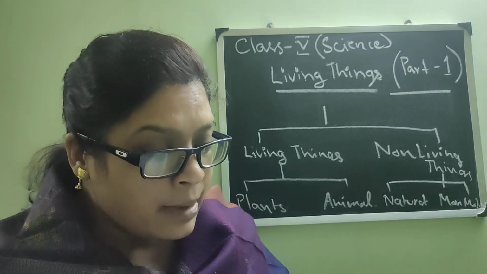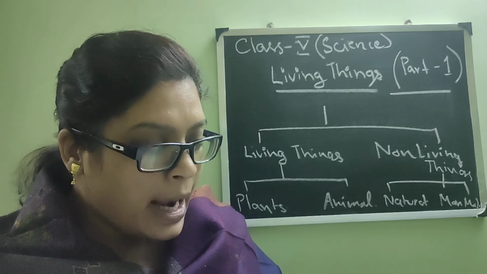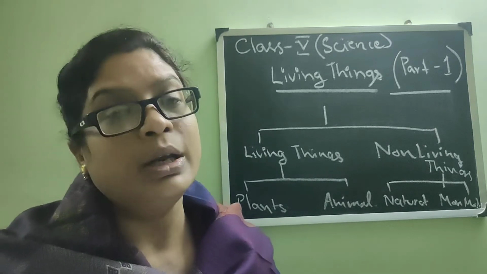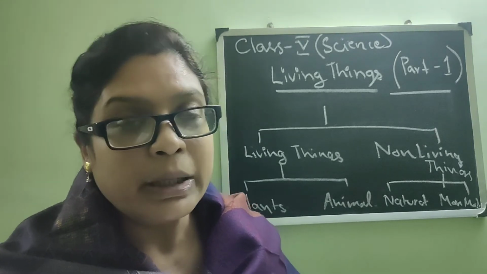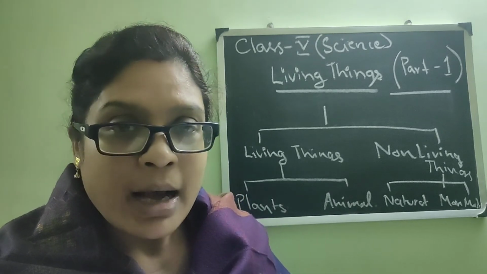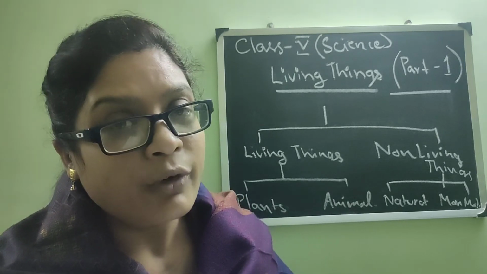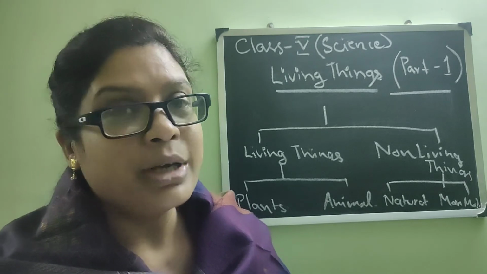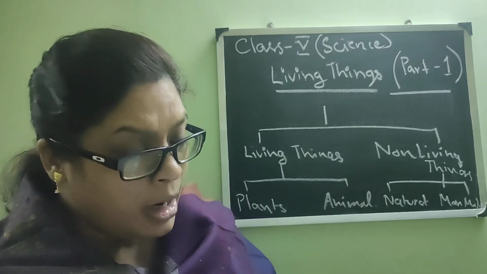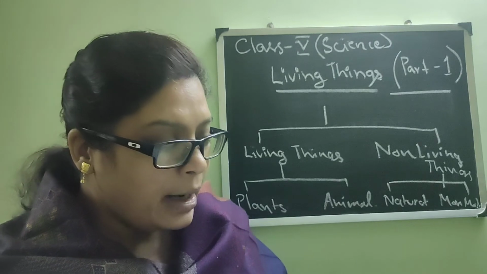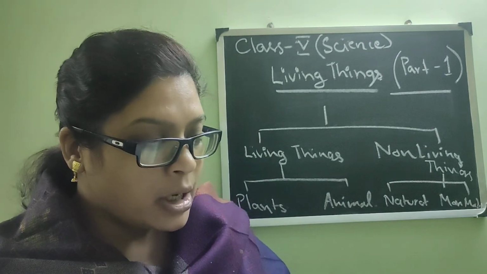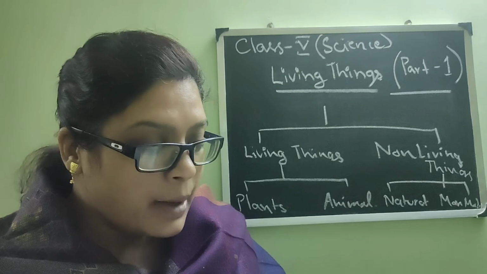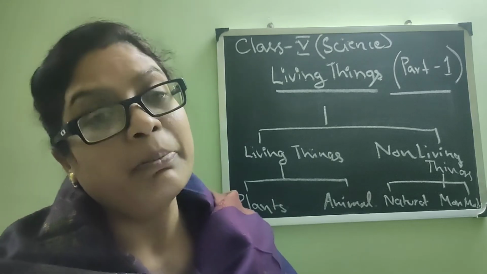So the sun, moon, rocks and water and air are natural non-living things. The air which we are breathing in and out, is it made by us? No. This we are getting from our nature. It is a natural thing. So what nature is providing us is called natural things. And paper, cloth, cars, television and computer are non-living things made by human.